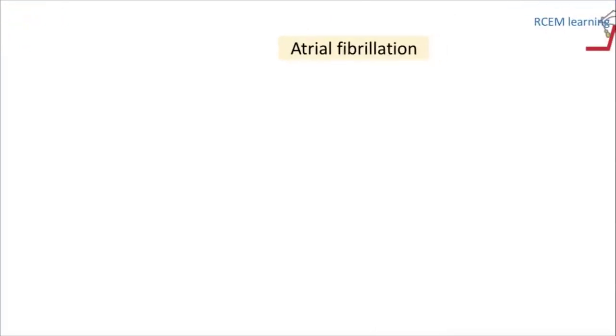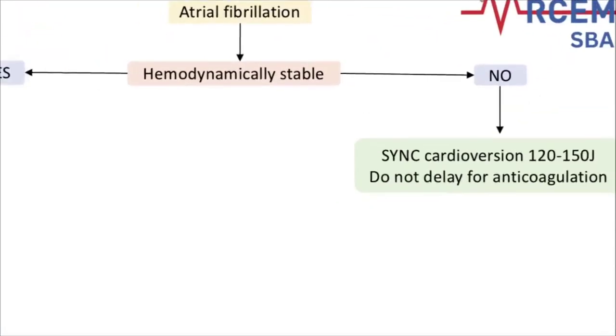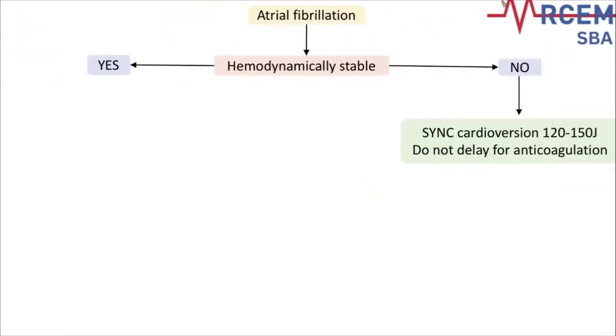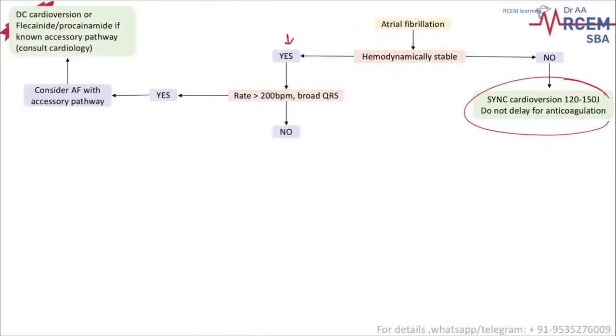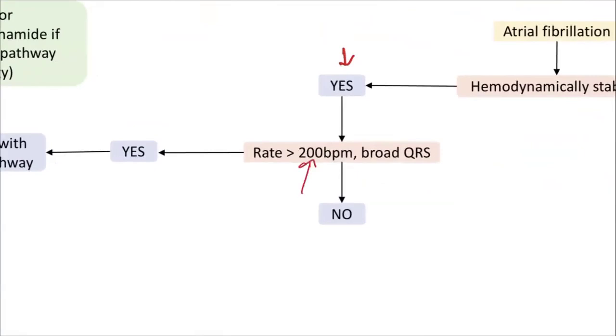How do we manage atrial fibrillation? This is a little bit complicated, so I will break it down into a few halves and then we will proceed ahead. First thing we are seeing is whether the patient with atrial fibrillation is stable or unstable. If the patient is unstable, then we give him a shock. As simple as that. We are not thinking about anything. If the patient is hemodynamically stable, the next thing we'll be looking out for is the heart rate.